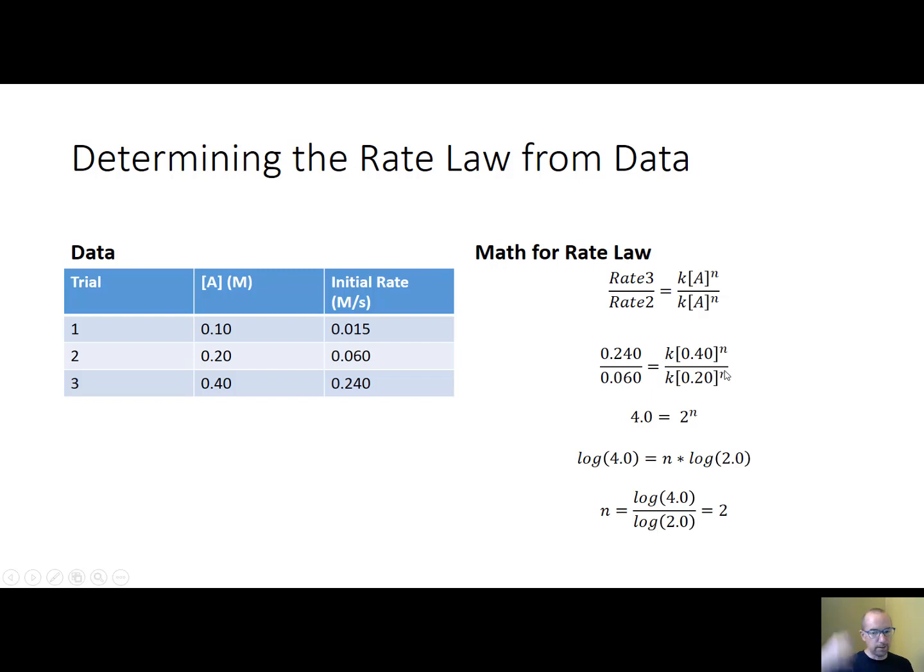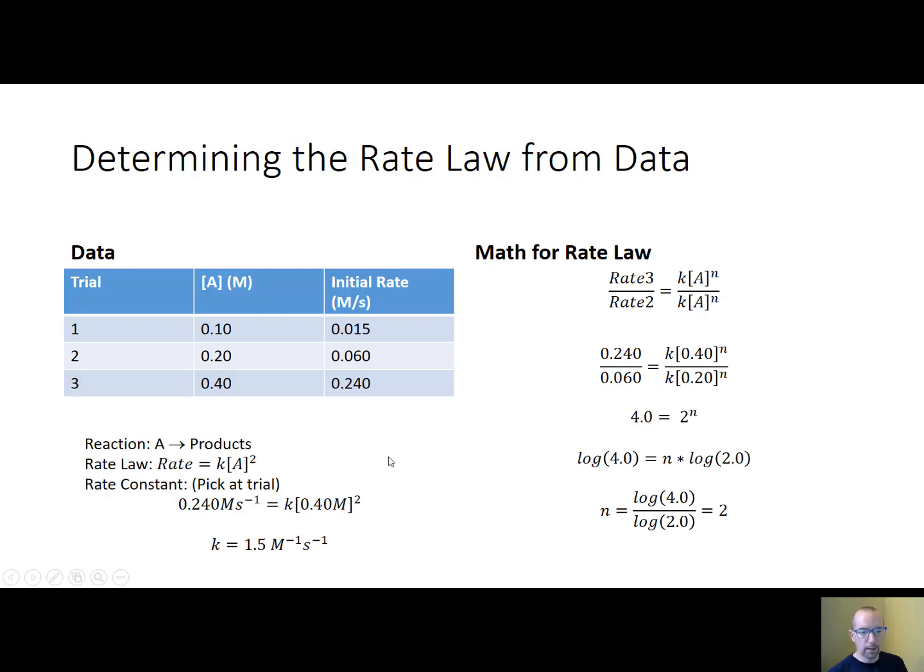Now, I can divide these by each other. 0.24 divided by 0.06 is 4. k divided by k cancels out, so that's 1. 0.4 to the n divided by 0.2 to the n is 2 to the n. So now I have this expression: 4 equals 2 raised to the n. I think we can all kind of see that n equals 2 here because it's a number we can work out. But to show you how we get there, we take the log of both sides. The way logs work is that the exponent comes down. So log of 4 equals n times the log of 2. n is equal to log of 4 over log of 2, and that comes out to 2.